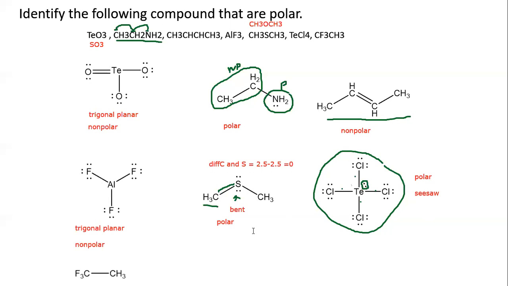Next, we have CF3CH3. Again, the carbon here has 4 bonds, it's tetrahedral, and the carbon here has 4 bonds, it's tetrahedral. However, since it's not the same groups on both sides, one has 3 fluorines, one has 3 hydrogens, this is asymmetrical, so this would also be a polar molecule. So again, if something looks symmetrical, typically it's going to be nonpolar. If something looks asymmetrical, generally it's polar.